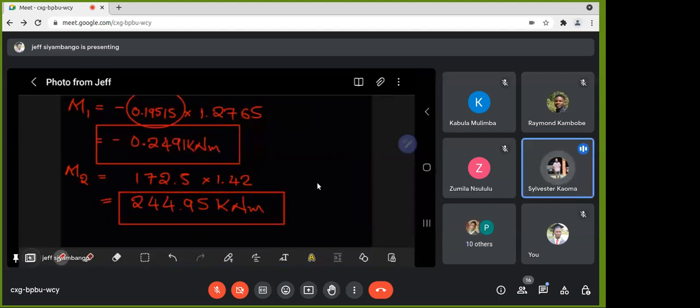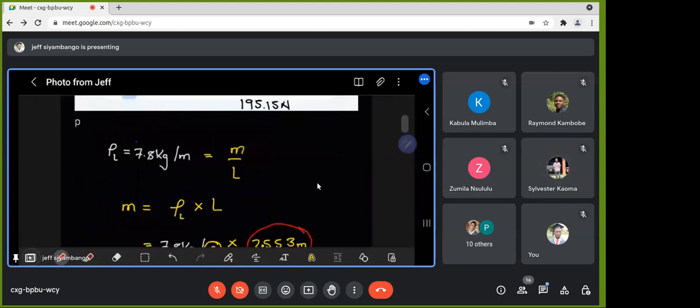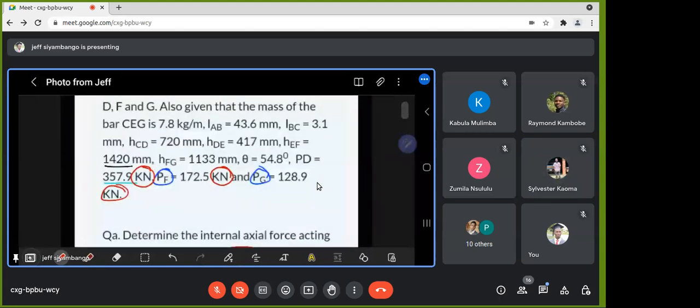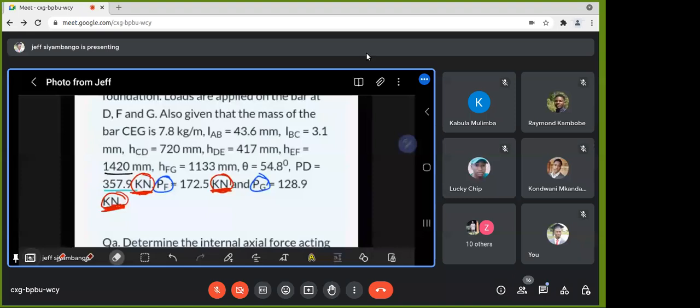So the 172.5, was it already in kilonewtons or newtons? It was in kilonewtons already. All these forces are in kilonewtons. Do you see that? Any questions before we go on?